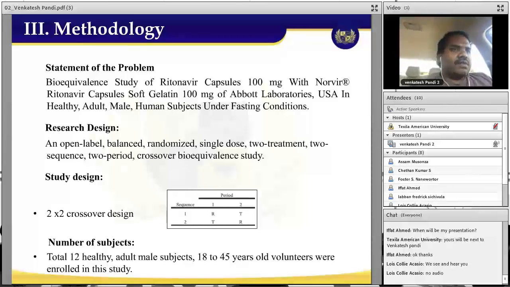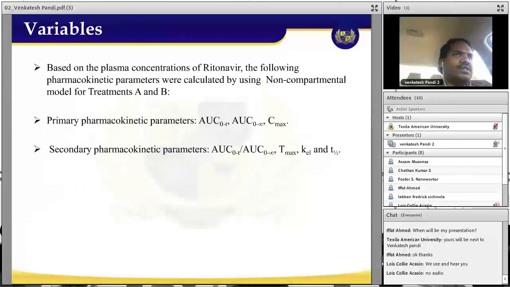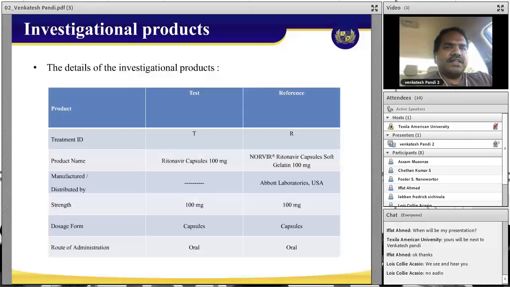Coming to the design and the methodology, it's a simple open label, balanced, randomized, single dose, two period, two sequence study. Generally the bioequivalence study should be conducted in a crossover, but only for a few studies which have a long half-life, where there is no safe washout, then we do a parallel design. If it is more than a month or so, we do a parallel design, meaning one volunteer would be given test and the other volunteer would be given reference, considering the intravariability of the study.